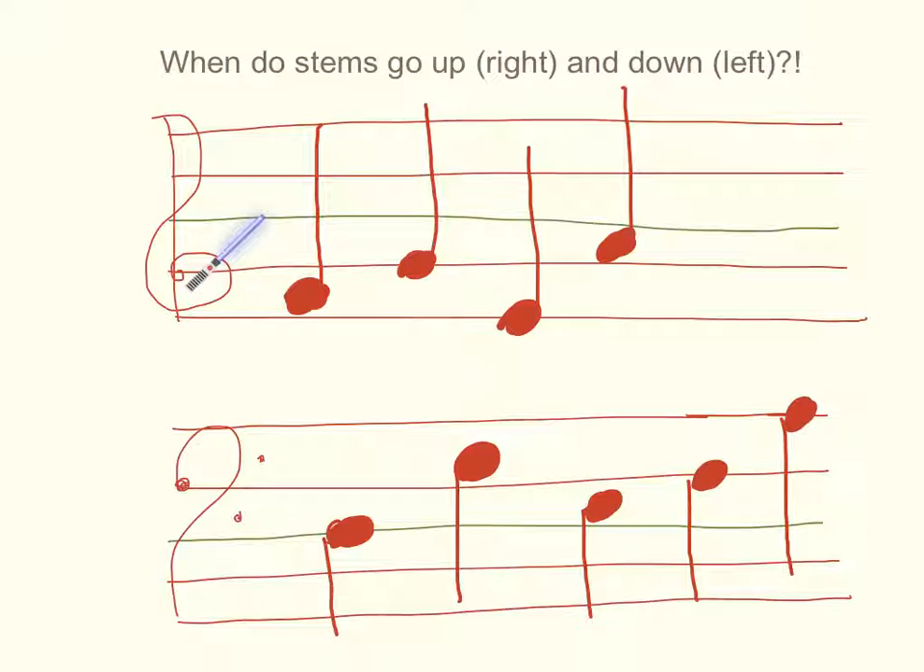Anything that is below the 3rd line, you have your stem direction going up and to the right. Okay? Anything that is on the 3rd line and going up or ascending in the staff, your stem direction is down and to the left. Pretty easy, huh?